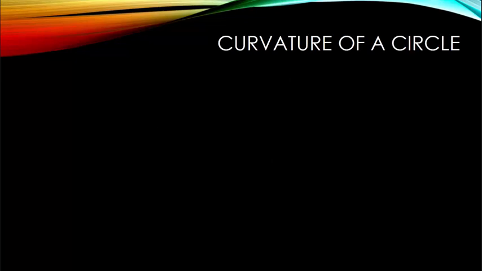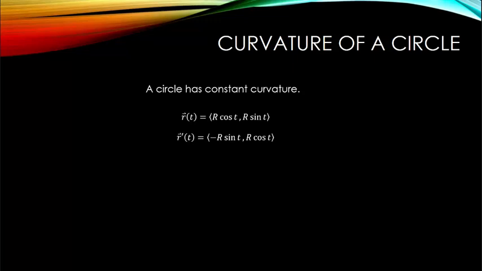In the case of a circle, my curvature will be constant, and let's see how that turns out. If I have a vector valued function, r of t, that's given by the components capital R times cosine t and capital R times sine t, where capital R is a constant of some sort, my first derivative of my vector valued function is given by the components negative capital R sine t and capital R cosine t. The unit tangent vector will be given by 1 over capital R times the components negative capital R sine t and capital R cosine t. This reduces to the components negative sine t and cosine t.